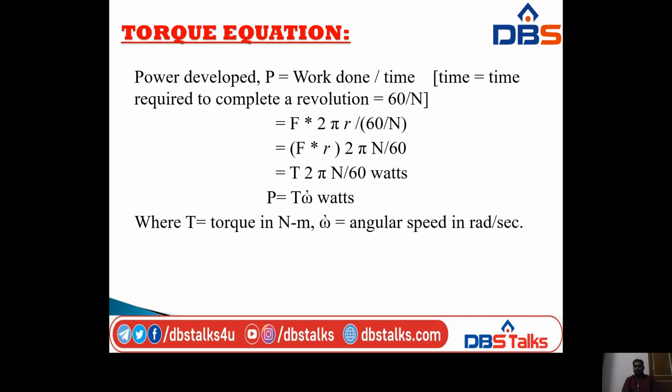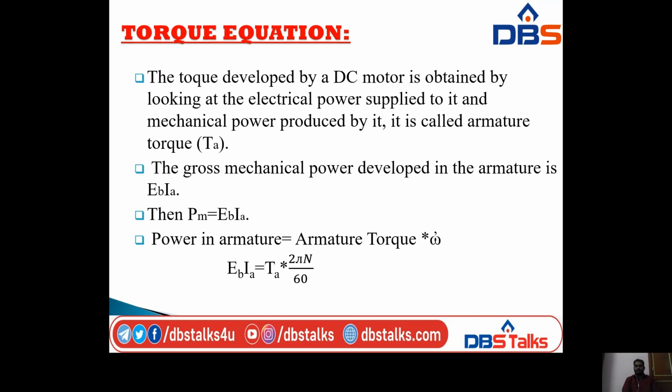Here tau is the torque in Newton meter and omega is the angular speed in radians per second. Next, the torque developed by a DC motor is obtained by looking at the electrical power supplied to it, that is the input, and the mechanical power produced by it, that is the output. Electrical power is the input and mechanical power is the output.